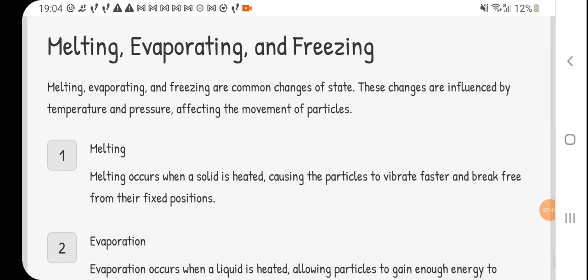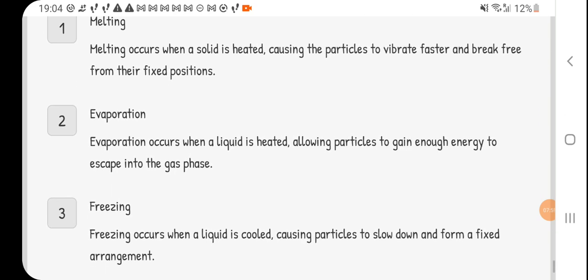Melting, evaporation, and freezing are common changes of state. These changes are influenced by temperature and pressure, affecting the movement of particles. Melting. Melting occurs when a solid is heated, causing the particles to vibrate faster. They break free from their fixed positions.